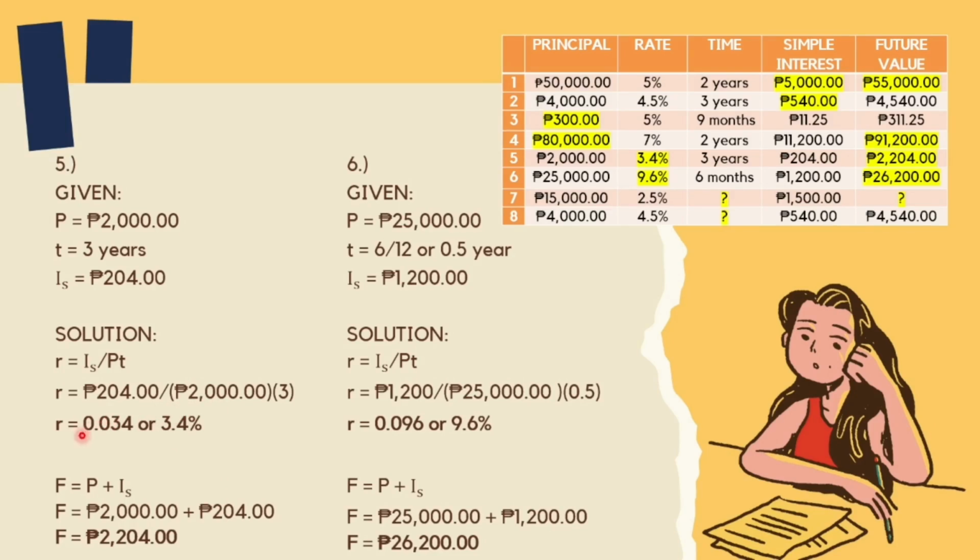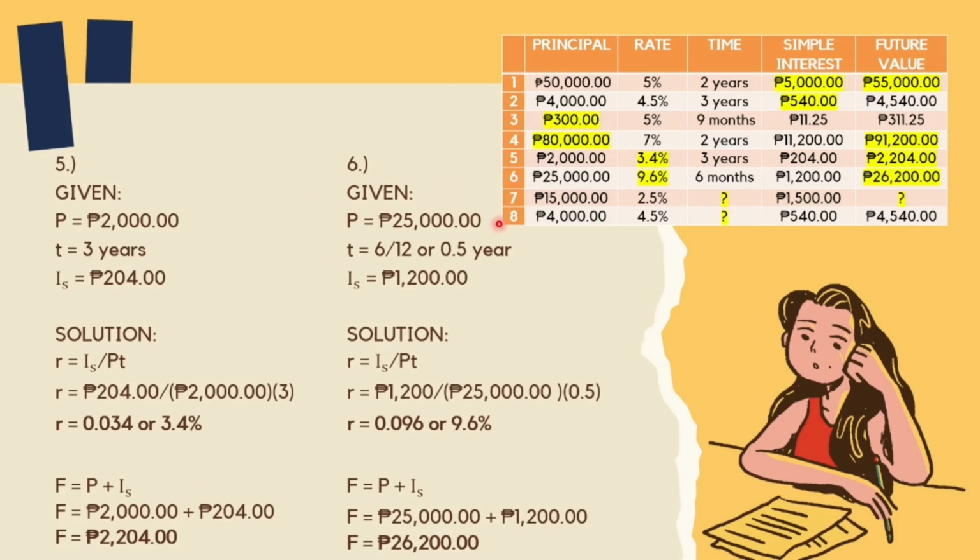After the rate, let's find the future value of the specific example. F is equal to P plus IS, or future value is equal to the principal plus simple interest. Again, just substitute. We have the principal of 2,000 plus simple interest of 204. Simple addition, I'm pretty sure a first grader could do this, so I'm confident that you can. So 2,000 plus 204 is equal to 2,204. Don't forget the peso sign, of course. Now let's head on to example number 6.